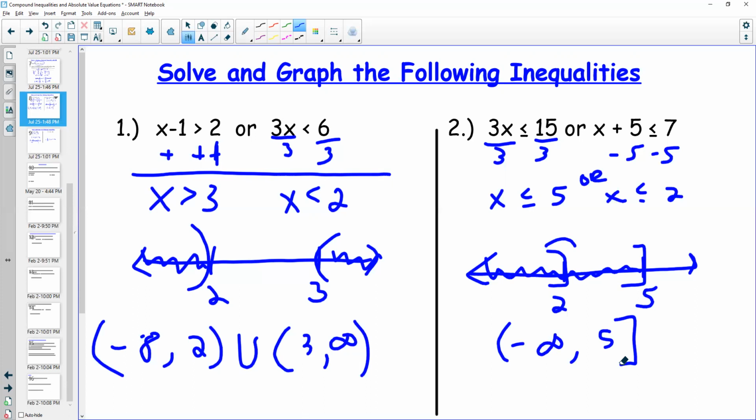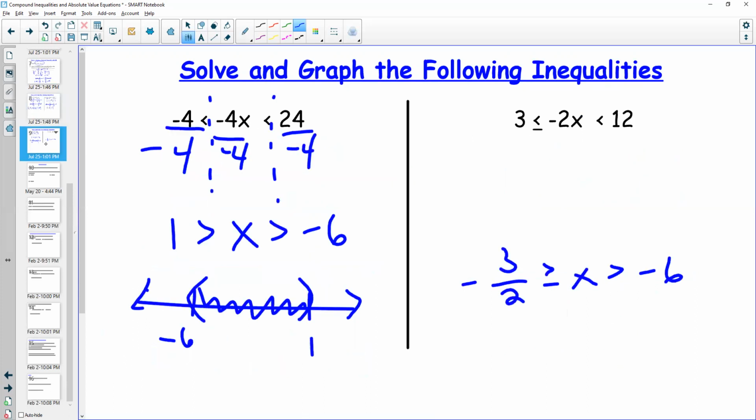So really it's all the numbers less than or equal to 5, because the less than or equal to 2 is just contained in it. It's part of it. Okay. All right, let's try another. Oh, and it looks like somehow I moved that.